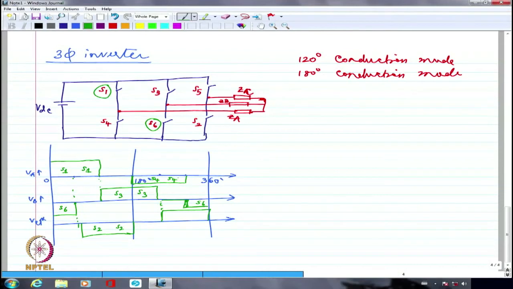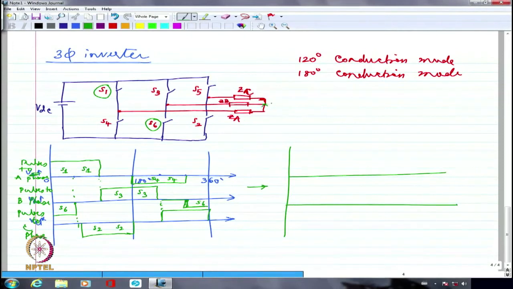So when I am having the voltages, the pulses, this is pulses to A phase devices, and this is pulses to B phase devices, and this is pulses to C phase. Right? So if I try to look at actually what is the value of the voltage during this particular time.